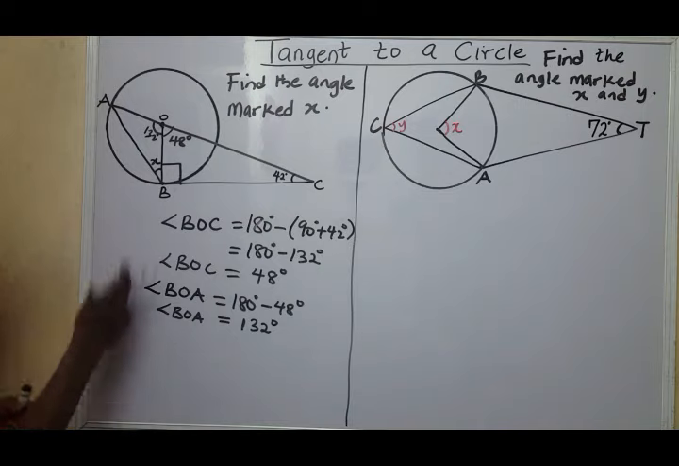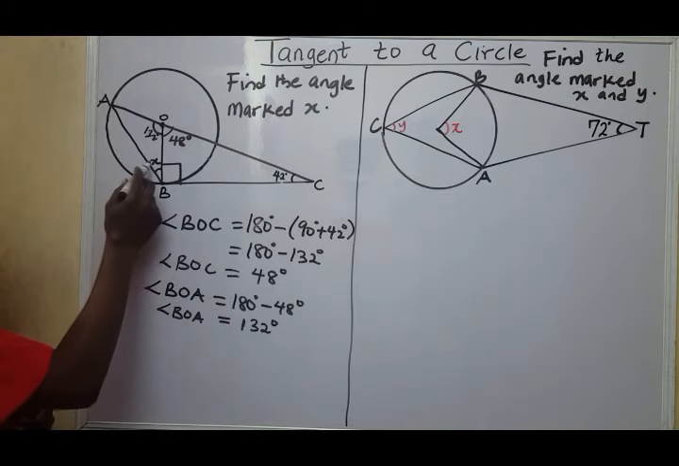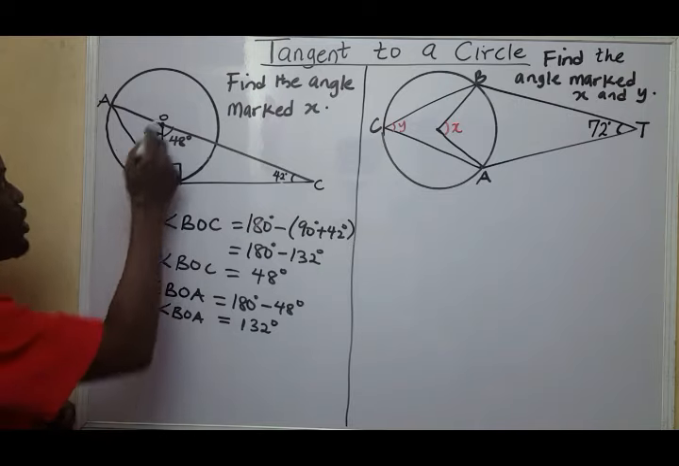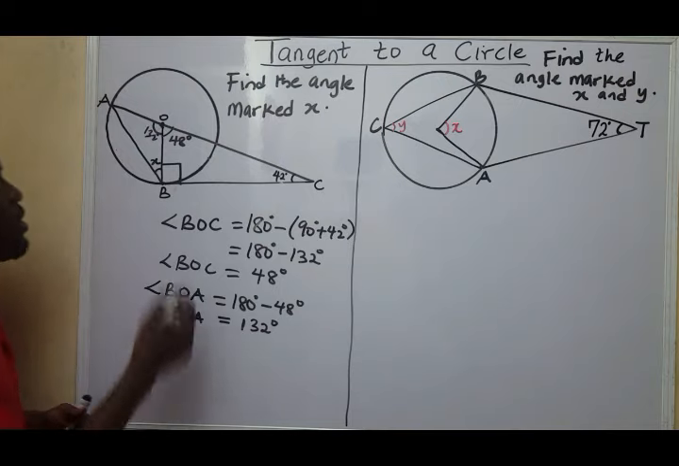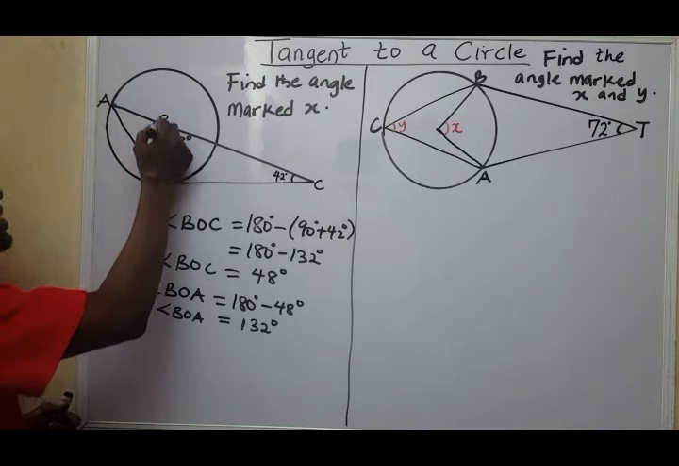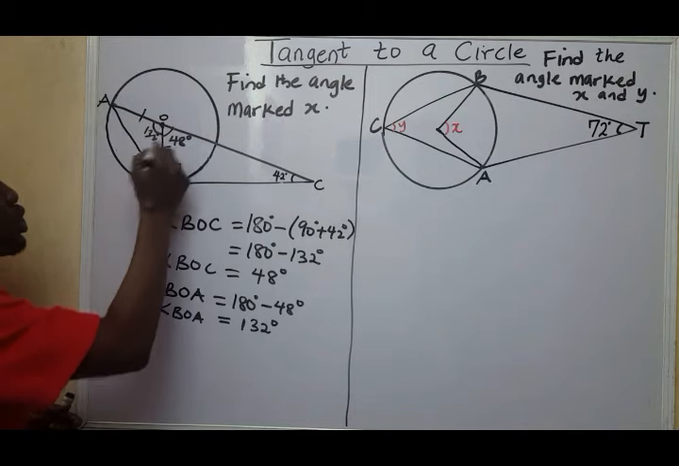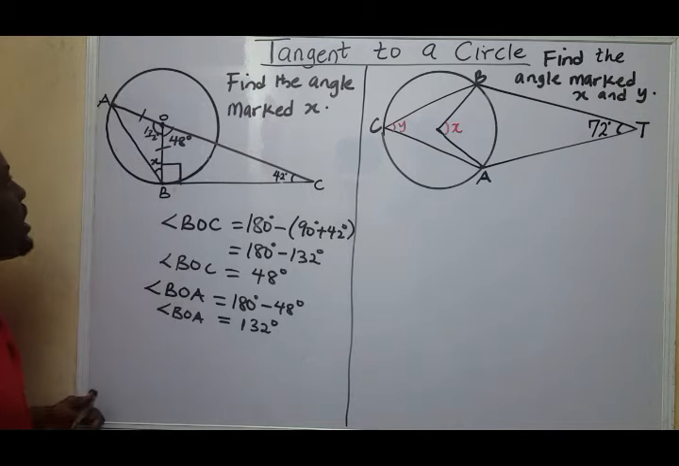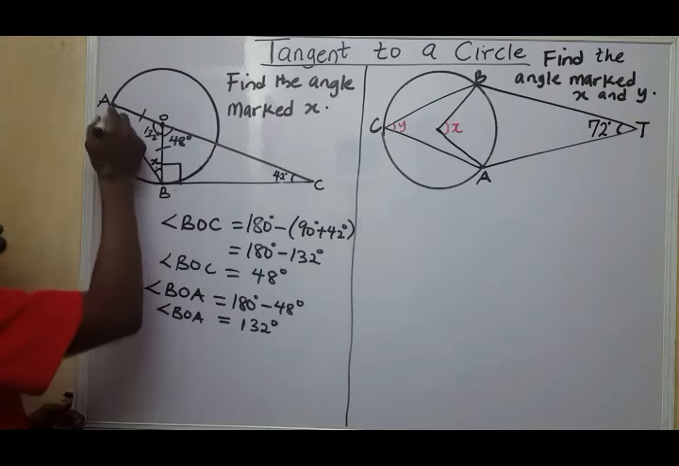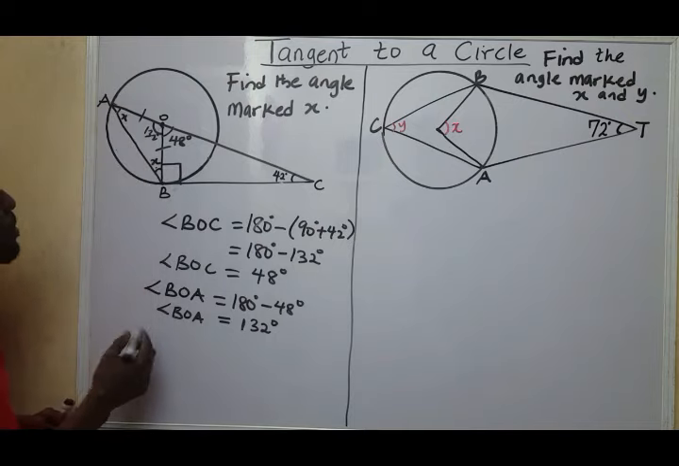Now I want to find the angle marked X. BOA is an isosceles triangle. How did I know that? Because this is a radius and this is another radius. So I have two radii, which tells me that BOA is an isosceles triangle. Because it's an isosceles triangle, this side and this side are equal, so this angle is also X.